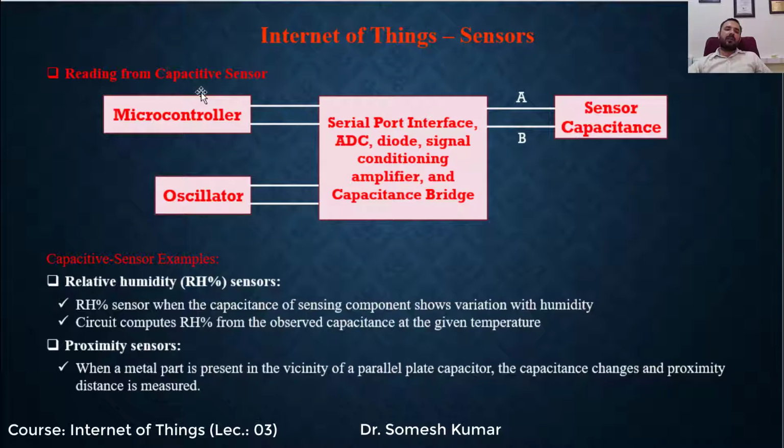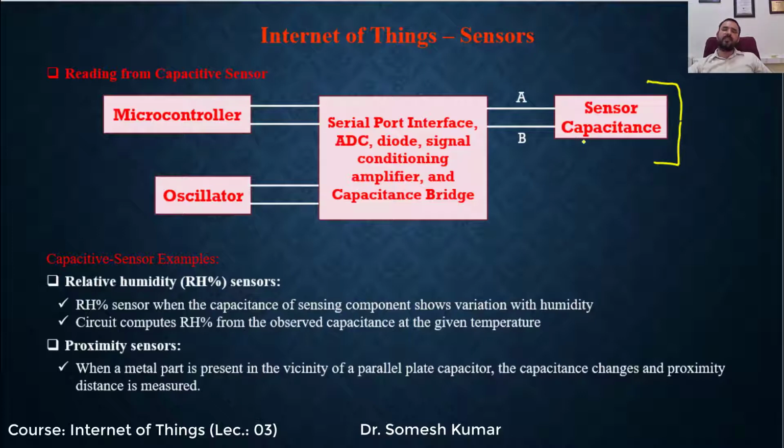Here I am taking another example, that is the reading from a capacitive sensor. Fine. In the previous example we used the resistance sensor. Here we use the capacitive sensor. Basically the humidity sensor is an example of a capacitive sensor. It works on the capacitive principle. When the humidity changes, then the capacitance between two plates changes.